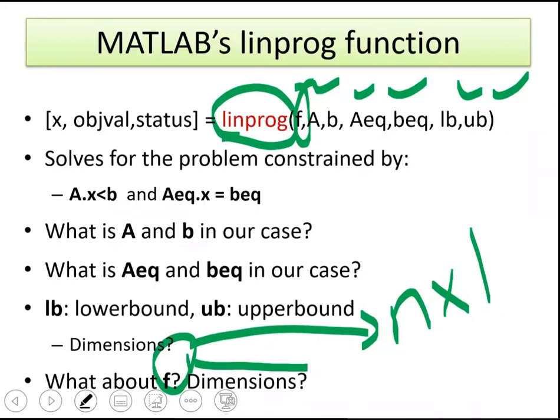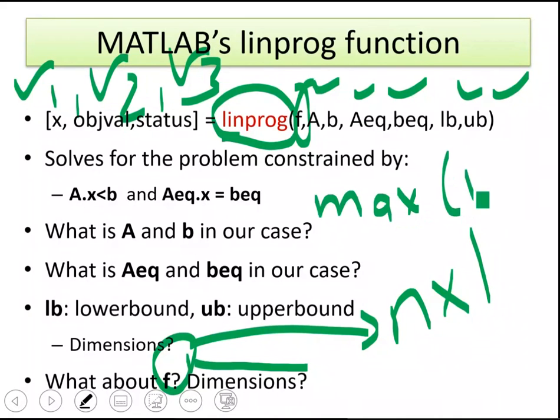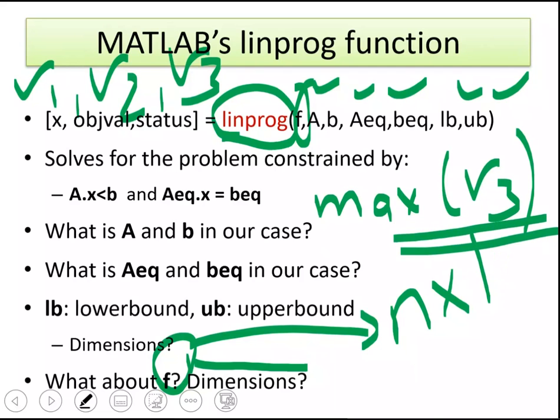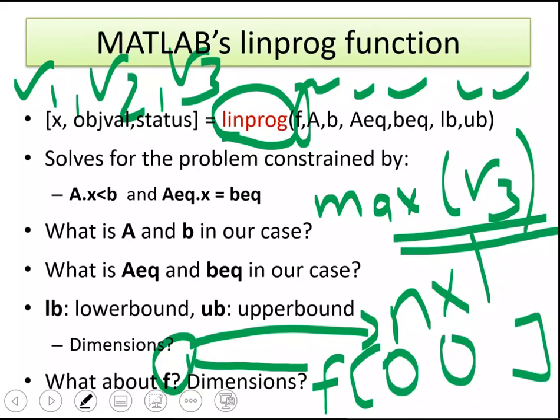Let's say in this 3 reaction example, our objective function is maximization of v3. So the objective function is only a function of v3. There is no v1 in the objective function. There is no v2 in the objective function. And v3 is in my objective function with a coefficient of +1. So this is how I define f.